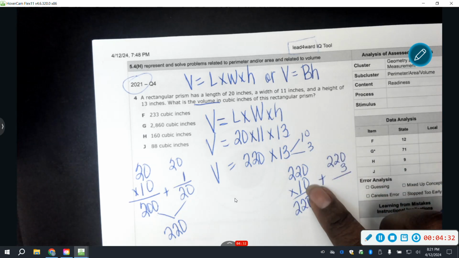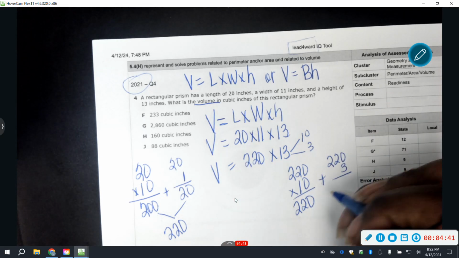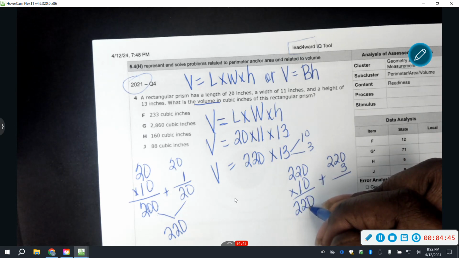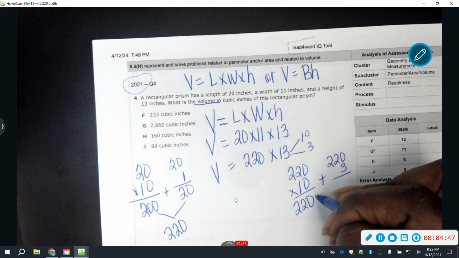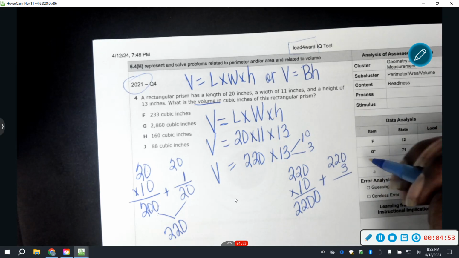But 220 times 10, because this is just a multiple of 10, right? Moving over on that place value chart using what you know about numbers, if 220 times 1 is 220, then 220 times 10 is 2,200, right?